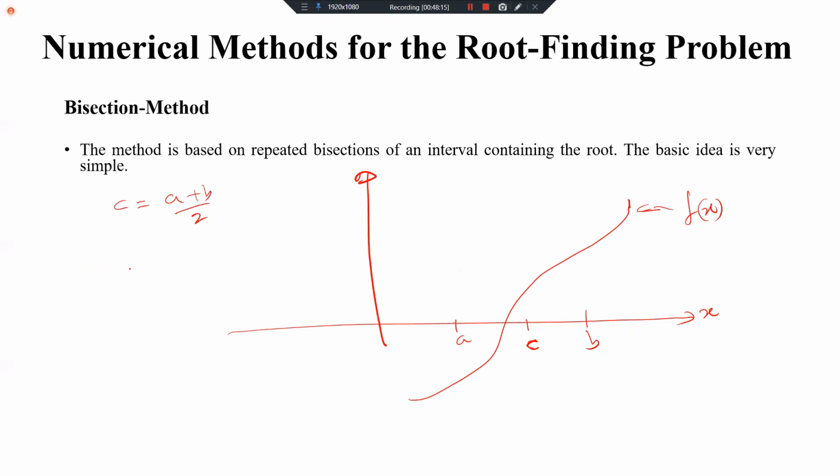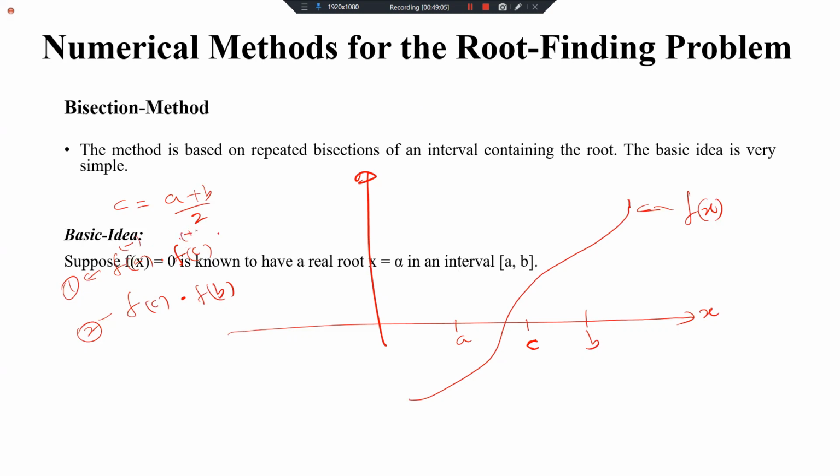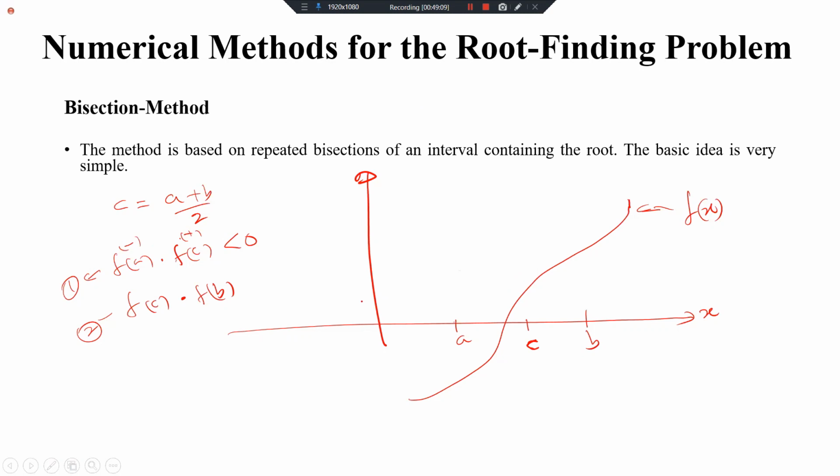Okay, then tell me what is the value of f(A), f(C), f(B). Is this one greater than 0 or less than 0? This one greater than 0 or less than 0? This is already negative. This one also. This is positive. So the value is less than 0. Here, both are positive, no? This is greater than 0.